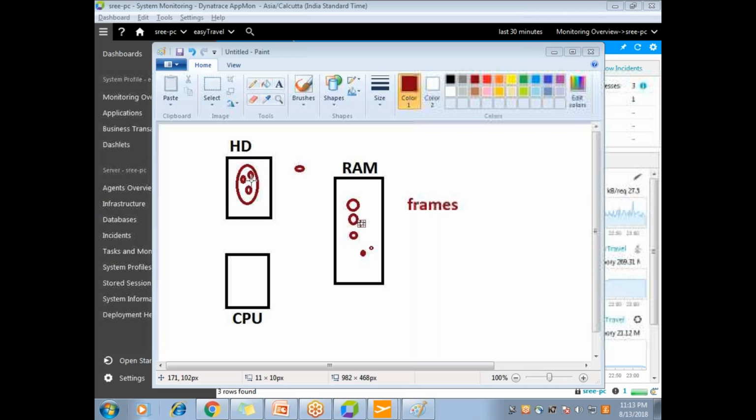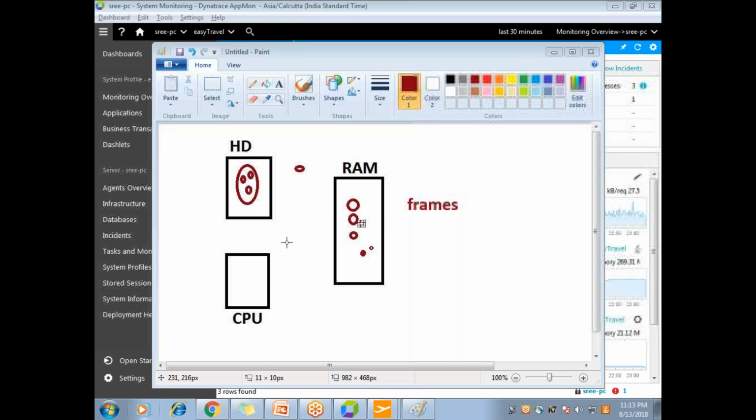Because the program which is there on the hard disk has already been moved to RAM, and now it has to process from the RAM itself, because all the program which needs to run to open the Word document is already there in the RAM. You got the point? Yeah, I got it.